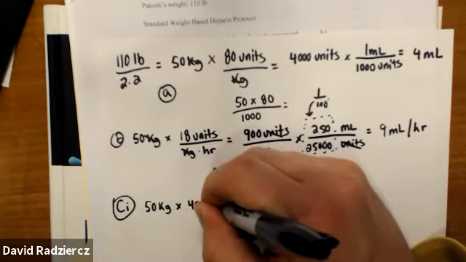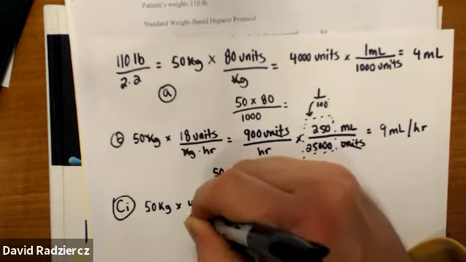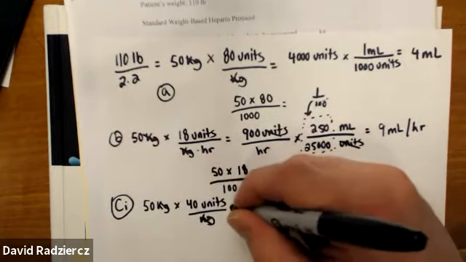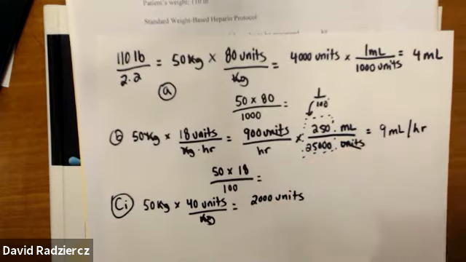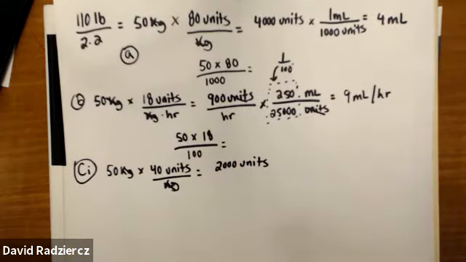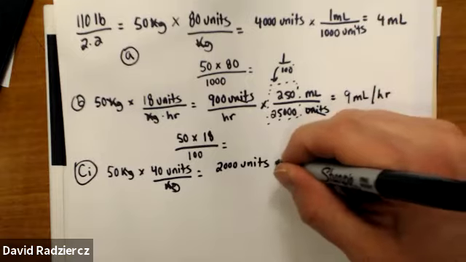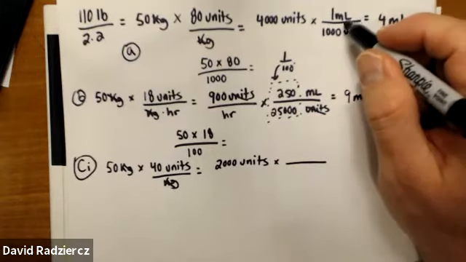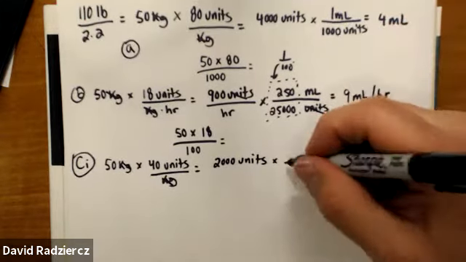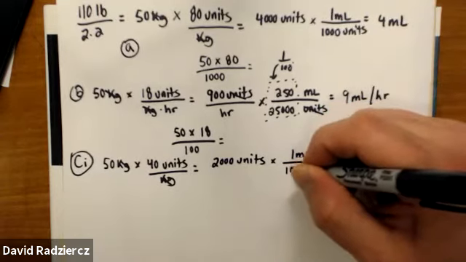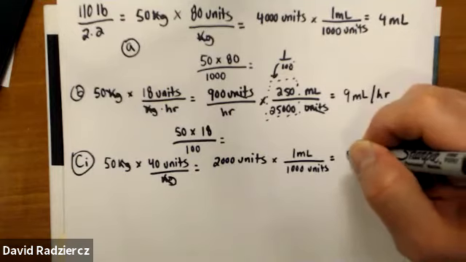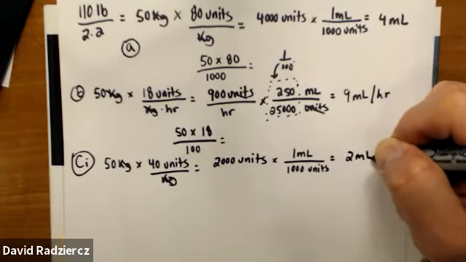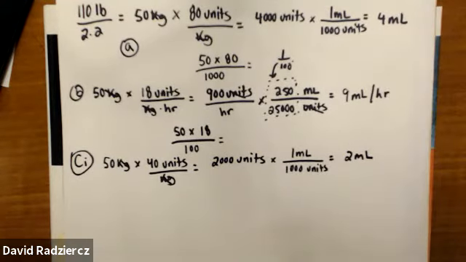Okay, so 40 units per kilogram, you'll get 2,000 units. Again, we don't want units, we want milliliters. So I'm going to use that same bolus dose that I used before, because that's all I have available, is a bolus dose. And then from the bolus dose, I'm going to administer the 2 milliliters. So if that's what you were instinctively thinking, 2 milliliters, then that was correct.